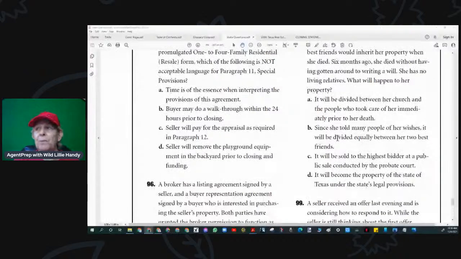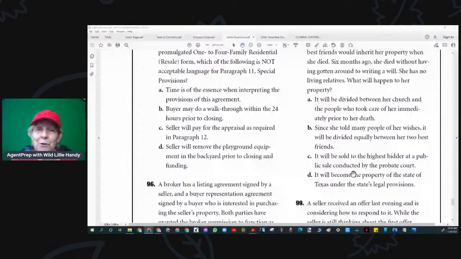A, it will be divided between her church and the people who take care of her immediately prior to her death. B, since she told many people of her wishes, it will be divided equally between her two best friends. C, it will be sold to the highest bidder at a public sale conducted by the probate court. Or D, it will become the property of the state of Texas under the state's legal provision.